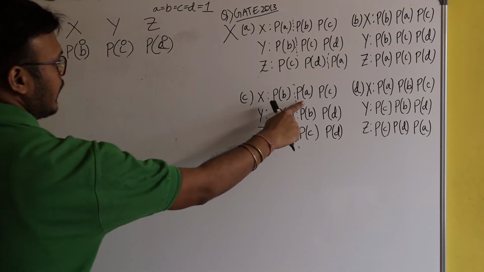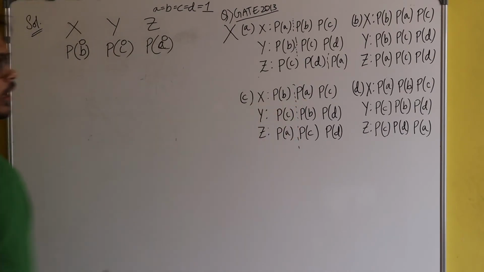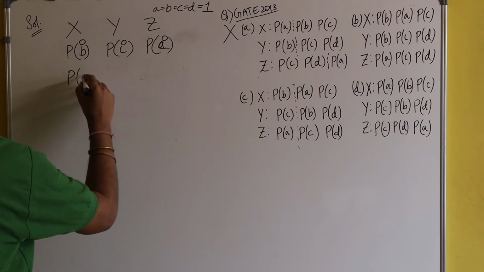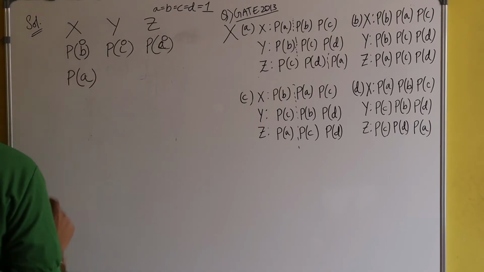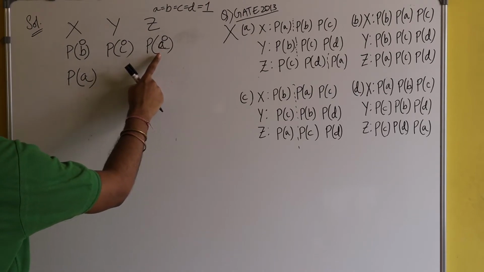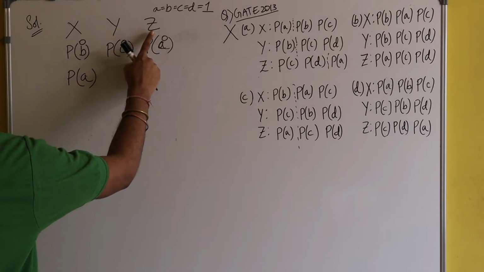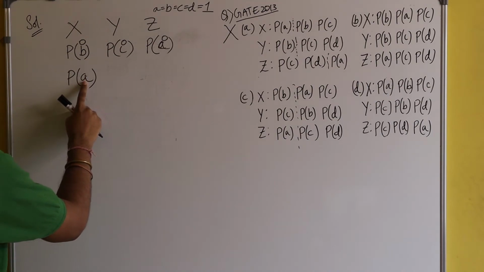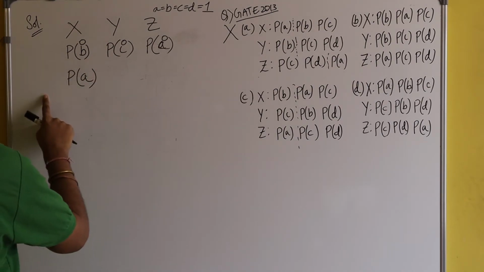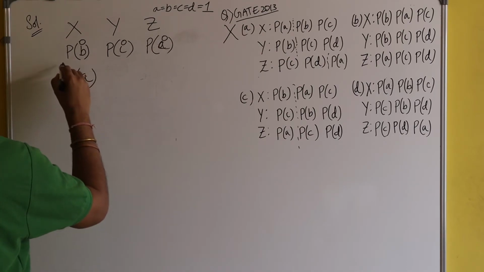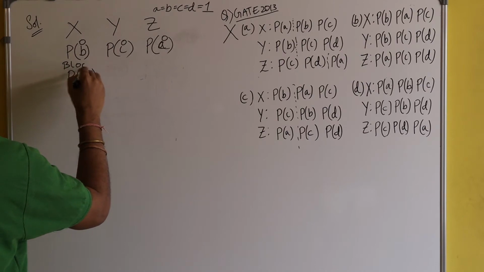So now process X needs to apply P operation on A. But here process X will have to wait. Why? Because the value of A has been made 0 by process Z. Since the value of A is 0, this P operation is not successful. So process X will have to wait. Here process X is blocked.